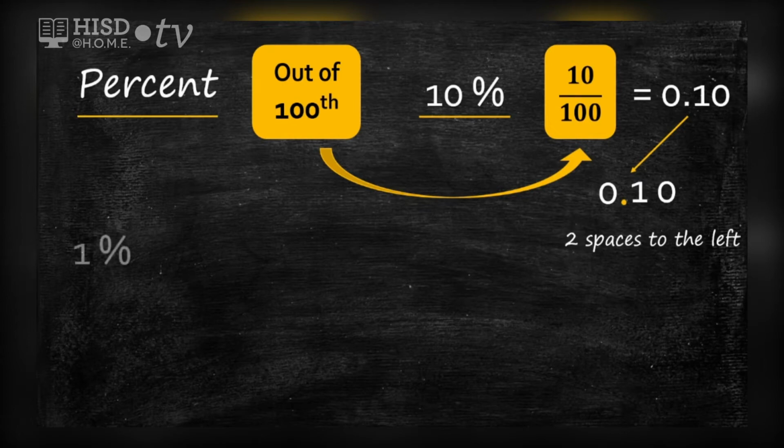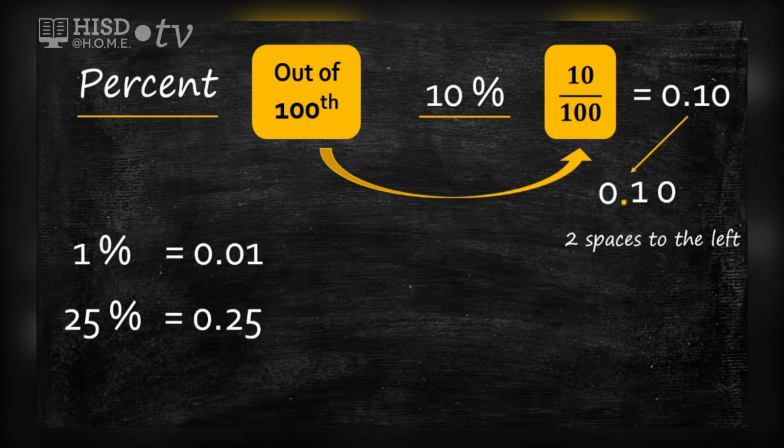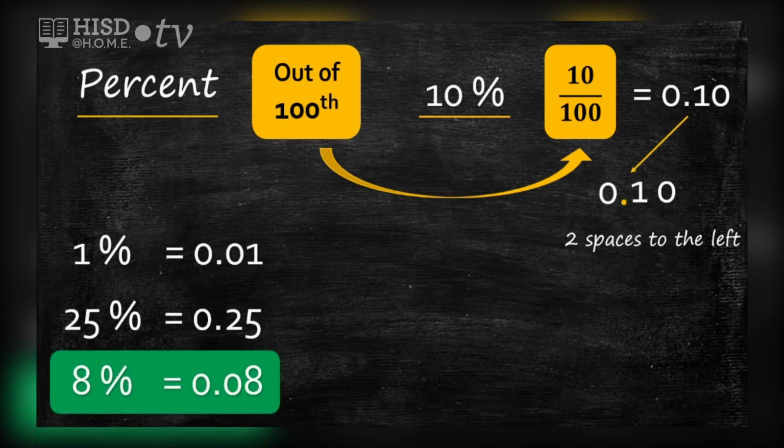Let's say that I have 1%, and I know that if I change it to a decimal, then my decimal is going to be 0.01, or just 1 over 100. Then I have 25%, and if I move the decimal 2 times, that's going to give me 0.25, or just 25 out of 100. And then the last example is 8%, which is equal to 0.08, or just 8 over 100. And that is the number that we're going to use for our problem.